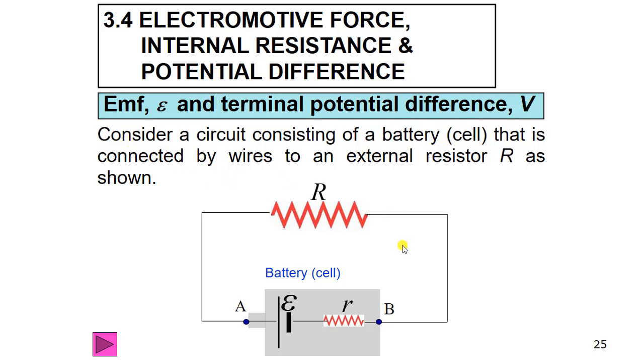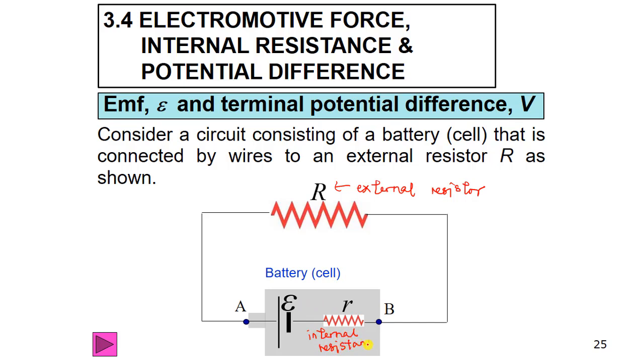So let us consider a circuit that consists of a battery that is connected by wire to an external resistance R, as shown in this figure. So I have a battery, and this battery has internal resistance, which I denote by small r. So this is the external resistance. The resistance that exists inside the battery, I call it internal resistance.